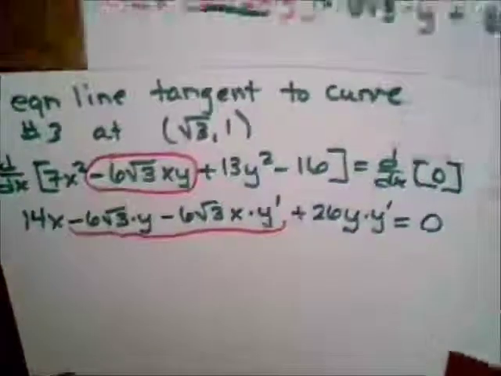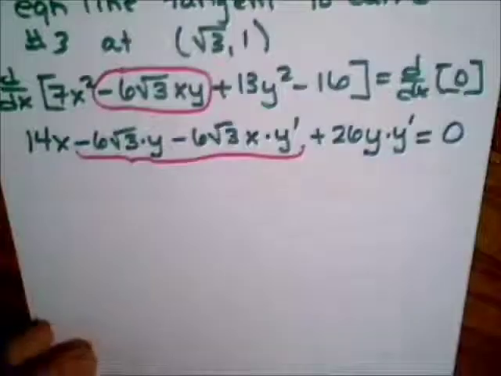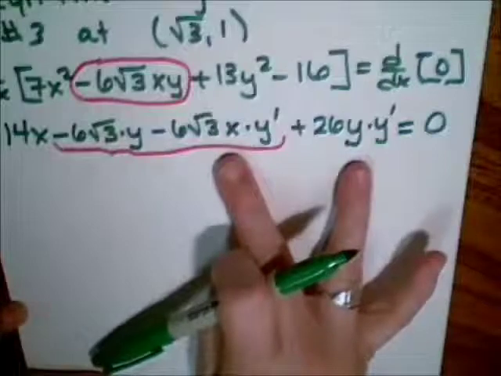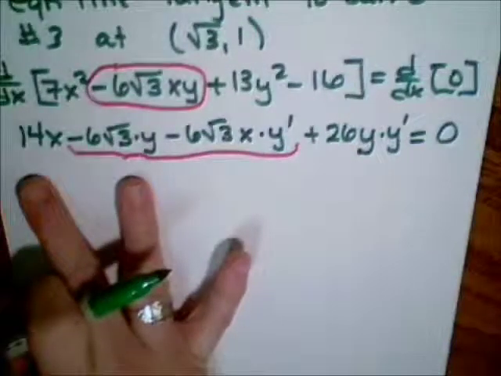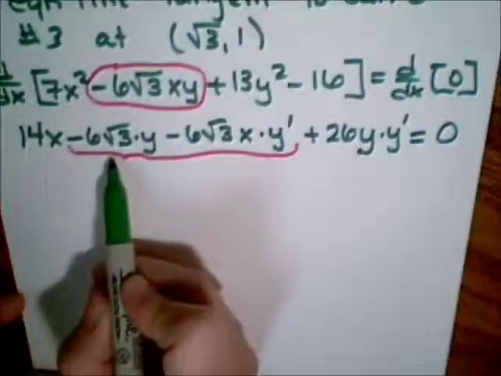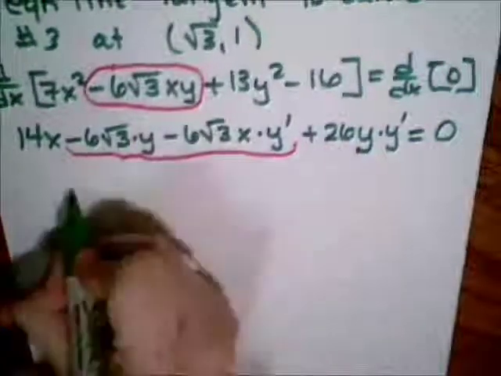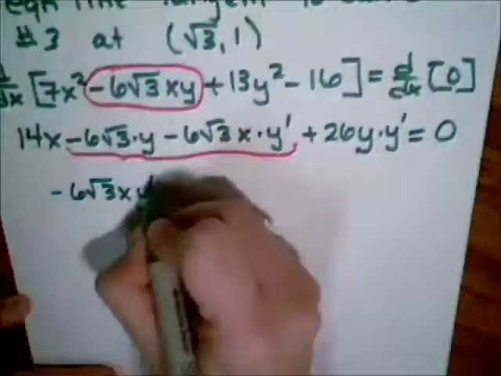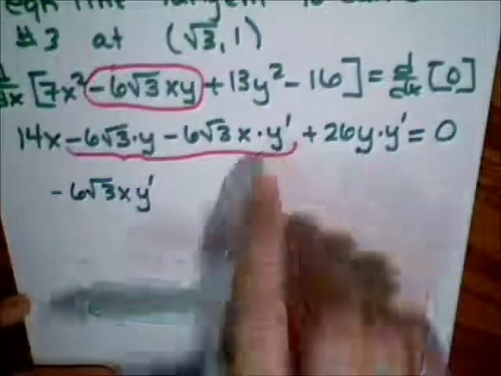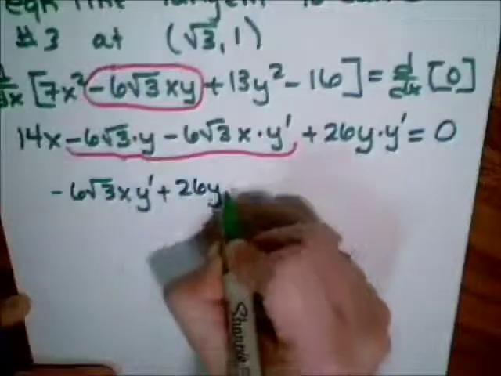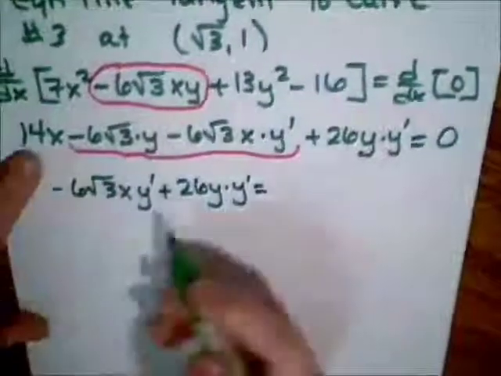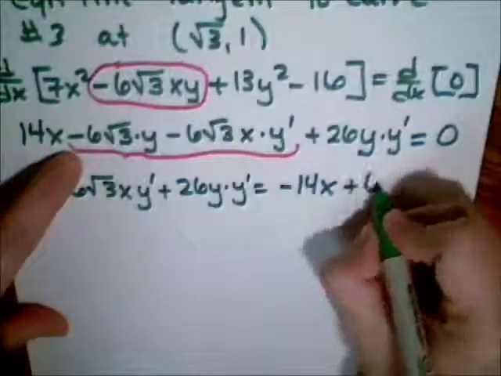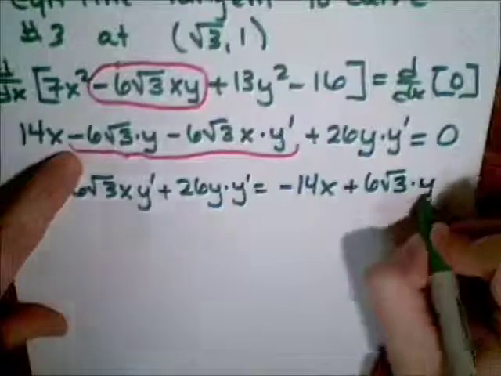Okay. So we have 4 terms on the left-hand side of the equal sign. 2 of them contain y prime. The other 2 do not. Let's move these first 2 terms to the right-hand side of this equation. Okay, I hope we'll have room here. So this third term remains. The fourth term remains. And we'll subtract 14x from both sides, and we will add 6 radical 3 times y to both sides.